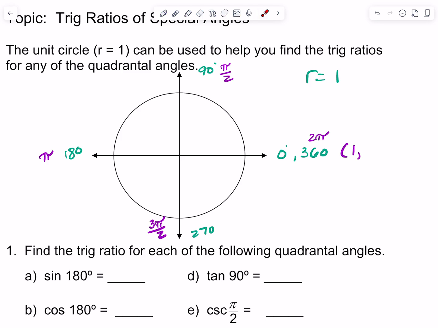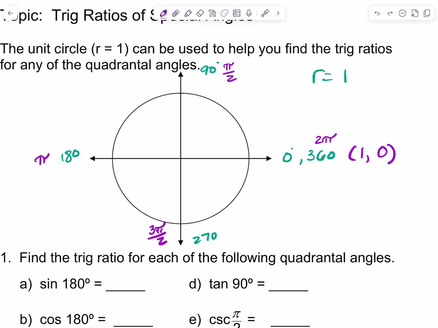What's the y? What's the height of this triangle? Does this triangle have any height if it's just flat? No, so it's 0. So it's 1, 0. Just think of it like this: if this is a point, remember the radius is 1, so it would be 1 comma 0. Is everybody cool with that?